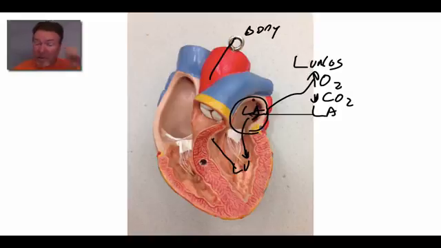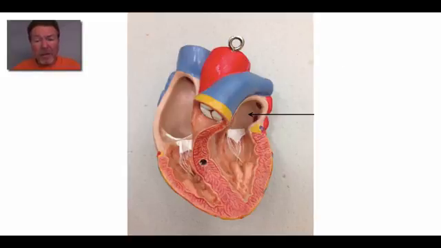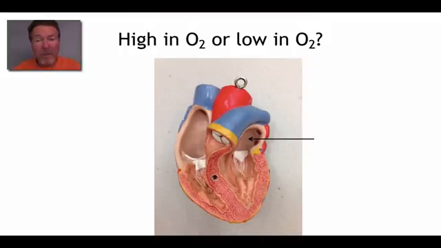So anything on the left is going to the body from the lungs. Anything on the right is going from the body to the lungs. But it's, again, a receiving chamber before it gets to the ventricles. High in oxygen or low in oxygen? Well, there's a hint. I gave you a hint earlier.